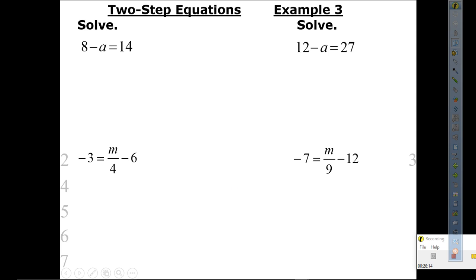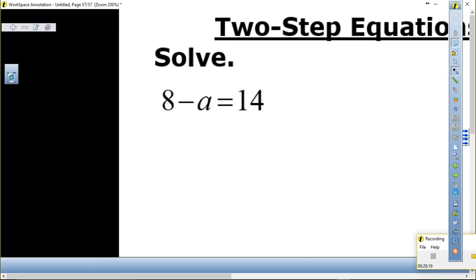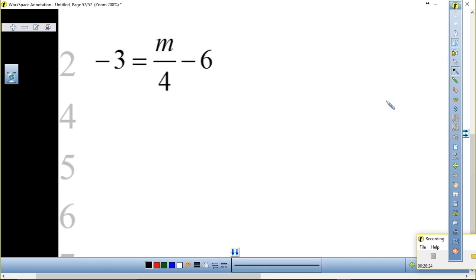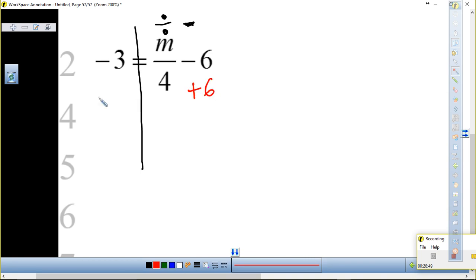-3 equals M over 4 minus 6. Let's do this one together. Let's not plot or check. Let's just solve it. Line down the equal sign. What's happening here to the M? What operation? Division. So write it above so that we know that there's division. What other operation is on that side? Subtraction. So where do we start? So what is the opposite of subtraction? Add 6, add 6. This cancels.